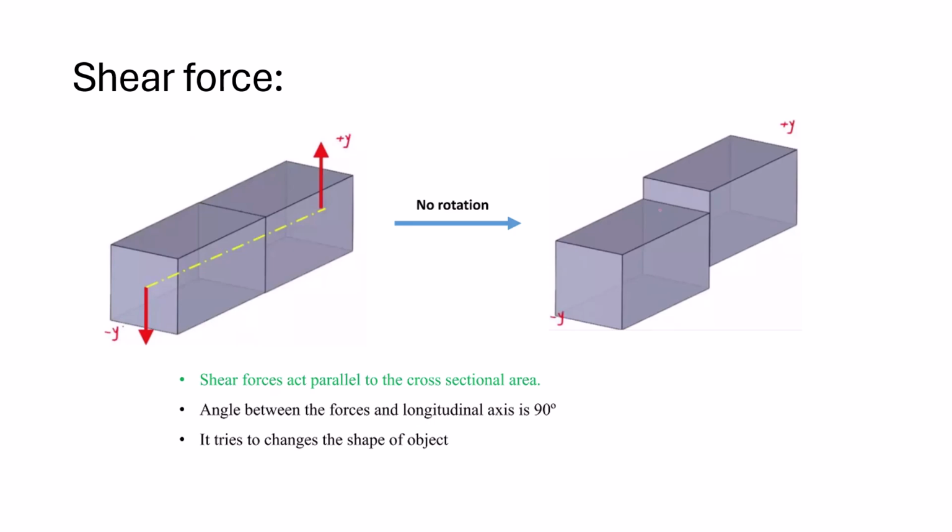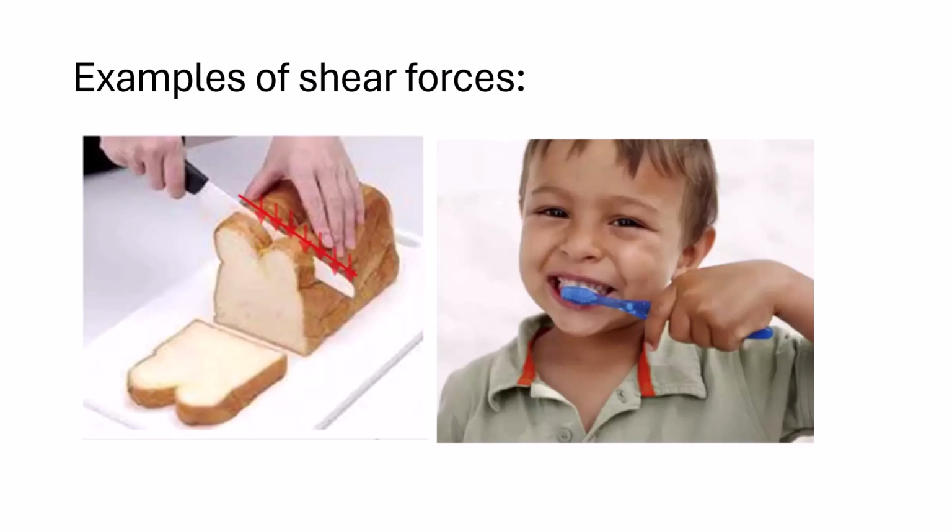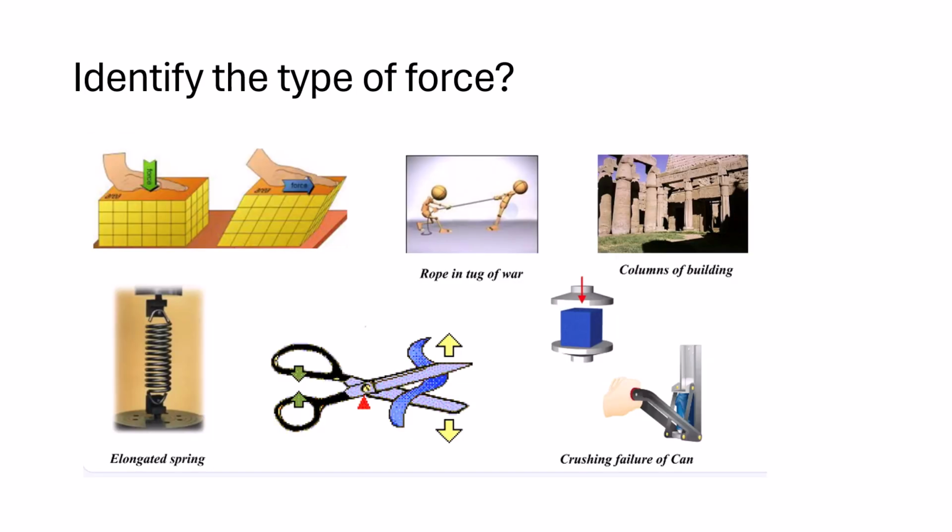Then we have a shear force. Shear force acts parallel to the cross-sectional area. So the angle between the force and the longitudinal axis is 90 degrees, and it tries to change the shape of the object. So here is an example. We have two forces which act parallel to the cross-sectional areas. Examples of shear forces: when we are cutting bread, that is one example. When we brush our teeth, again, that is one example of shear force.